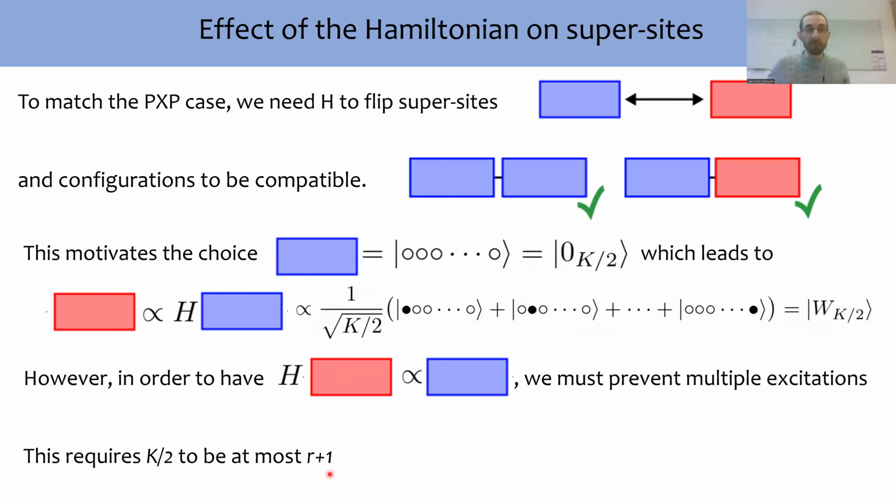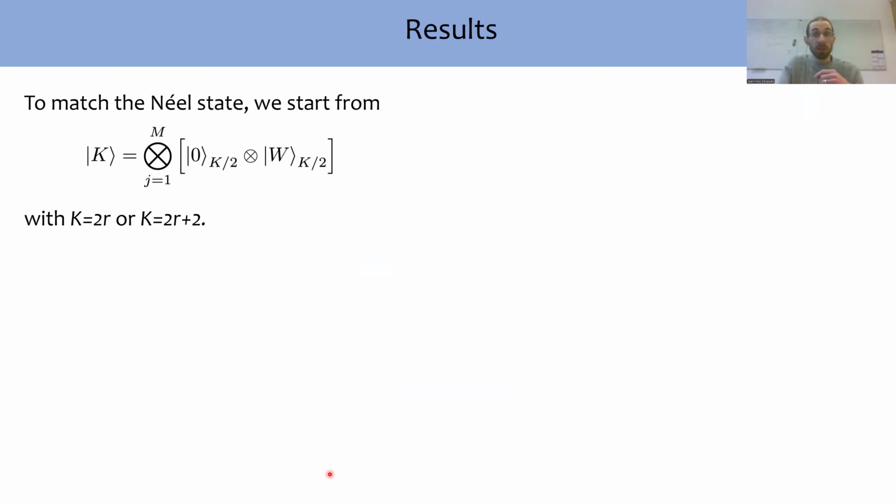And if I have this, so that my supersite has R or R+1 atoms, then in theory, I have some approximate mapping to PXP with these effective supersites. And well, if we know it's like PXP, then we know we need to start from the null state. So I just prepare some initial state with unit cell size k, where the first half is non-excited and the second half is excited, so in a W state. And I keep this constraint, so k is 2R or 2R+2, for the mapping to work.